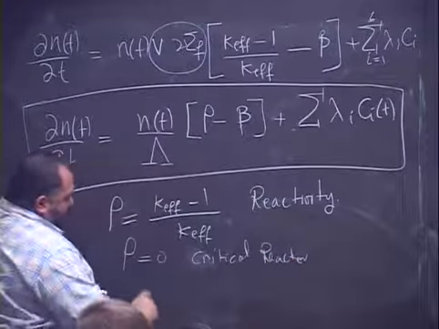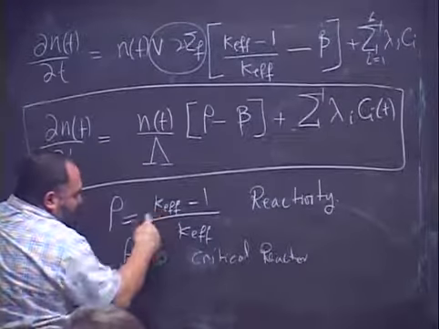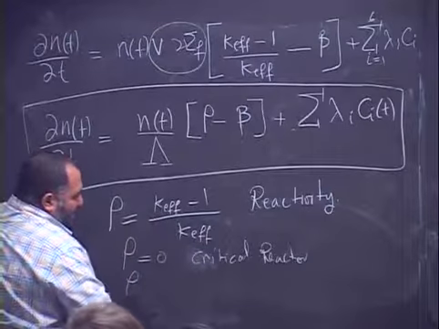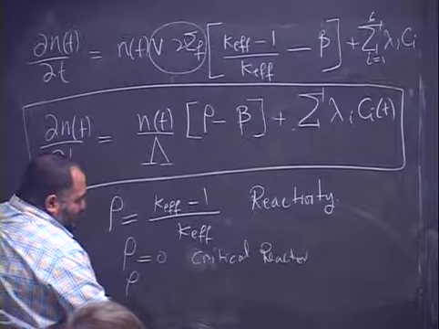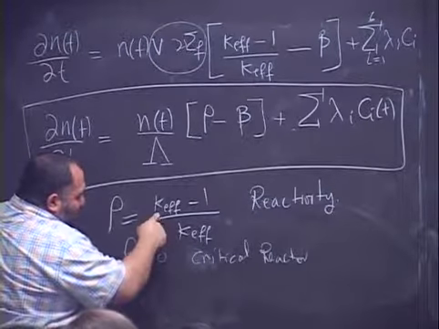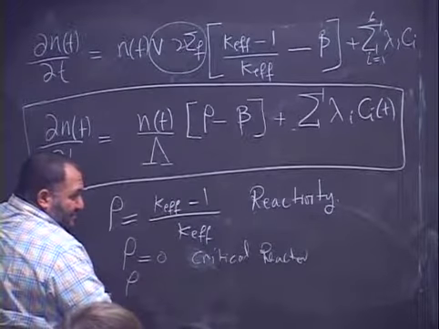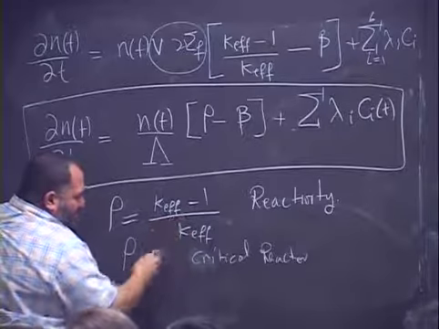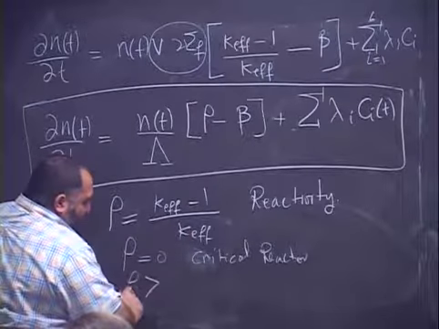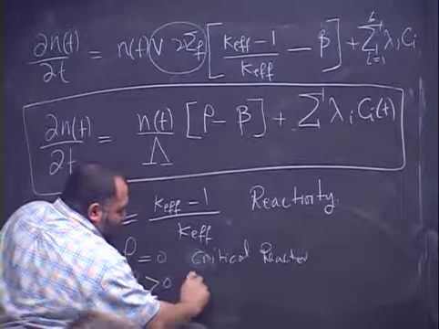Critical reactor. When rho, K effective, is larger than 1, our reactor is what? Supercritical. So something greater than 1, minus 1, will give you what? Positive or negative? Positive, divided by a positive number, so this is positive. So when rho is greater than 1, this is super what?